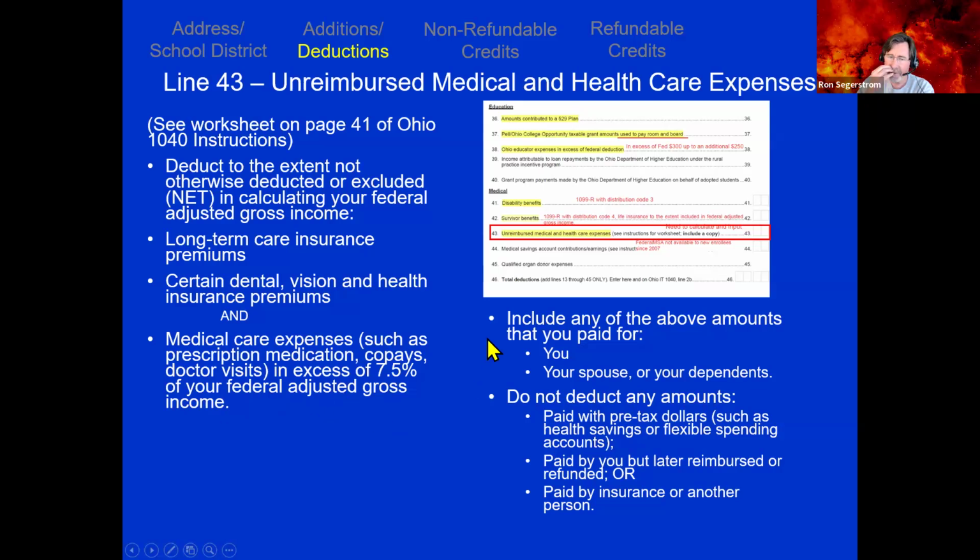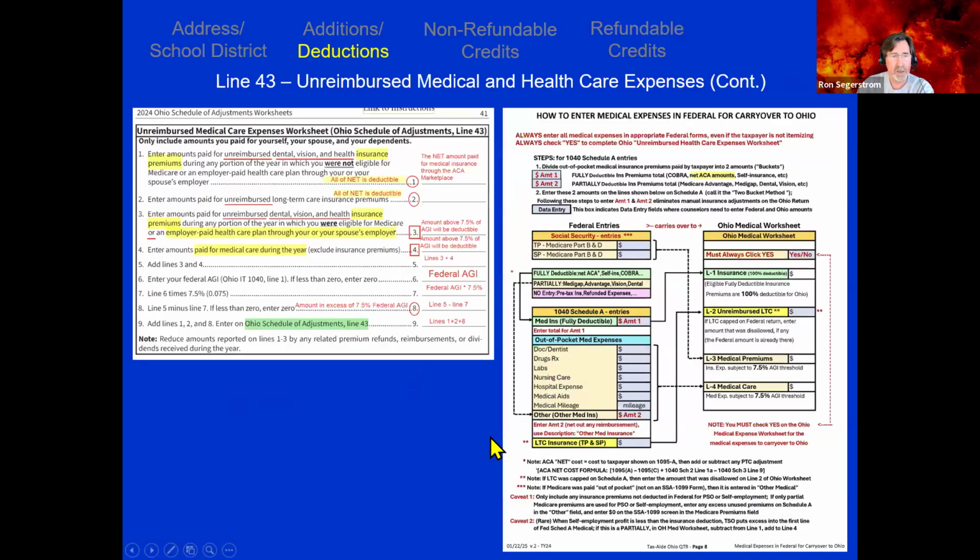So it includes the amount you pay for yourself, your spouse, and your dependents, but do not deduct any amounts paid with pre-tax dollars, such as a health savings account or flexible spending account. It's only amounts that you have not received a tax benefit for. You can't deduct anything that's paid by you but later reimbursed or refunded, or paid by an insurance or other person.